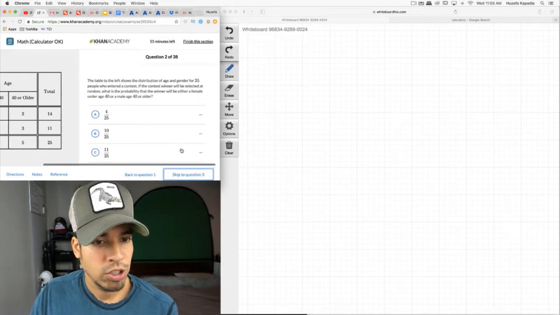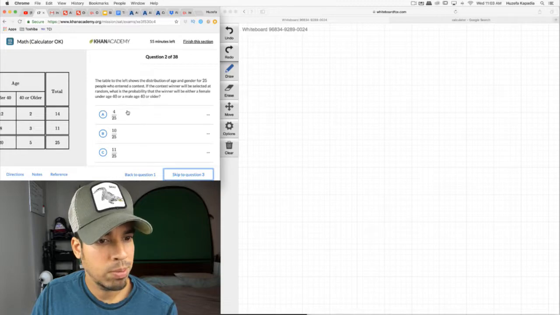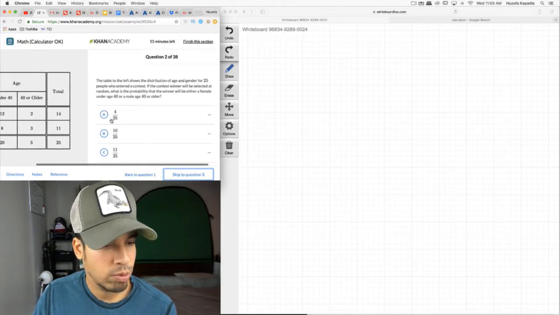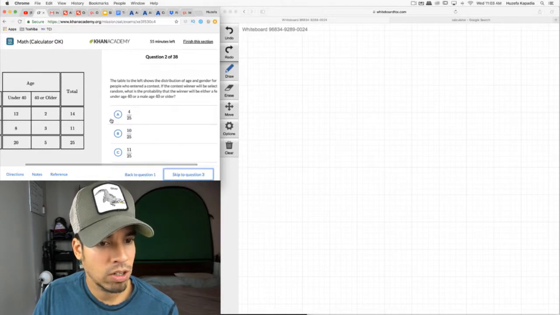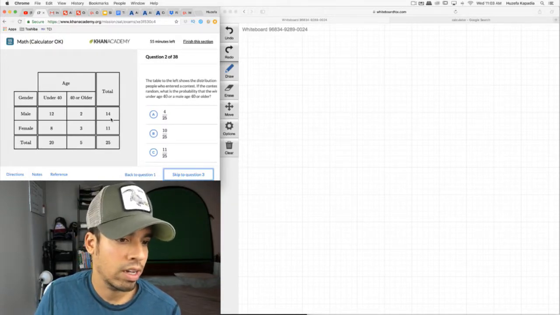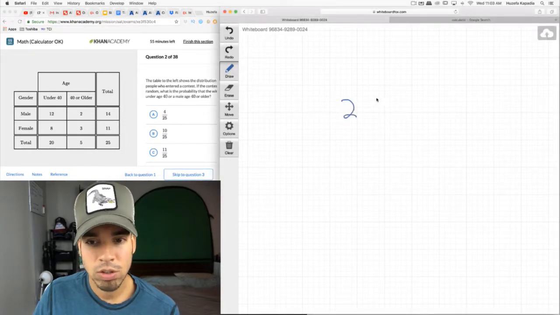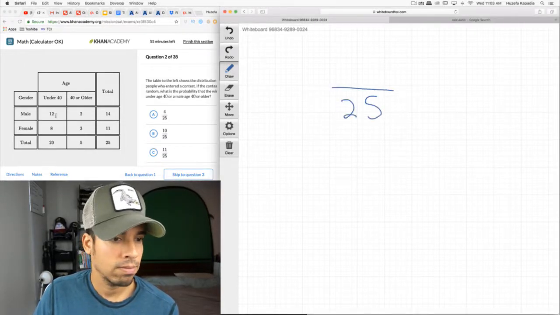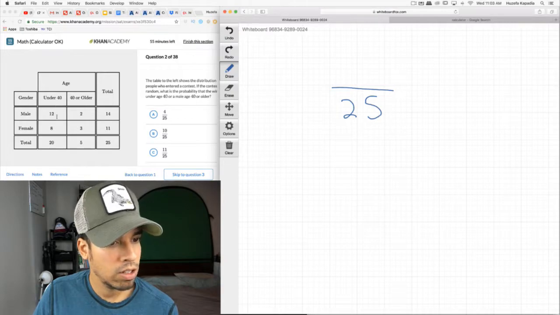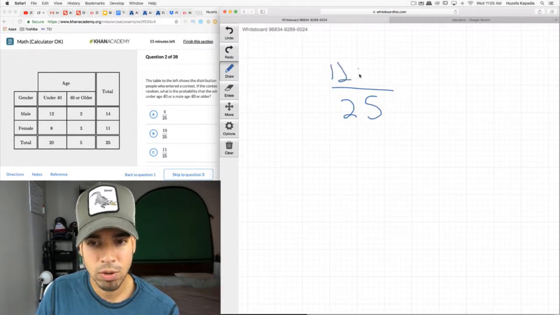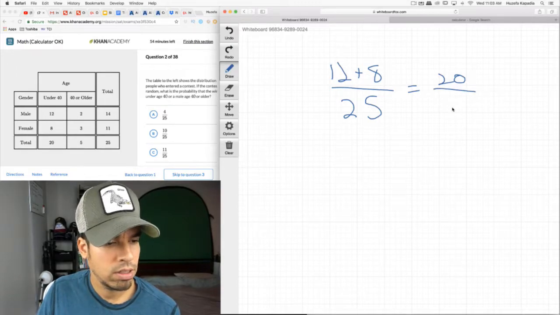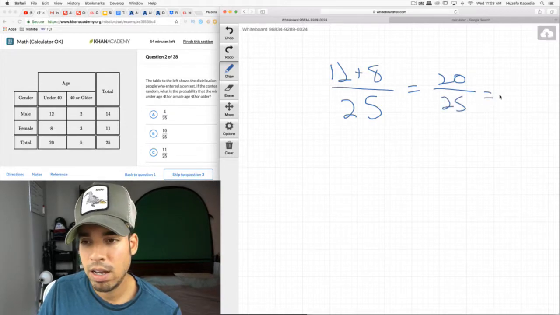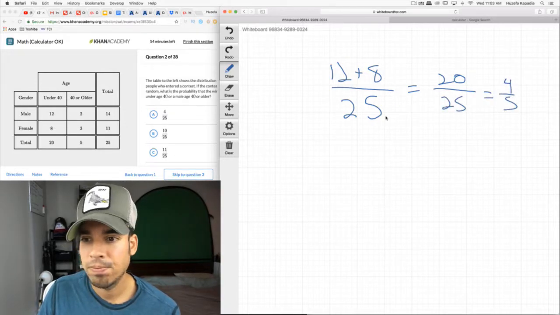The table on the left shows distribution of age and gender for 25 people who entered a contest. The contest winner will be selected at random. What is the probability that the winner will be either a female under the age of 40 or male under the age of 40? So total is 25. Male under 40, female under 40 is 12 plus 8, which is 20 over 25, which is 4 out of 5.